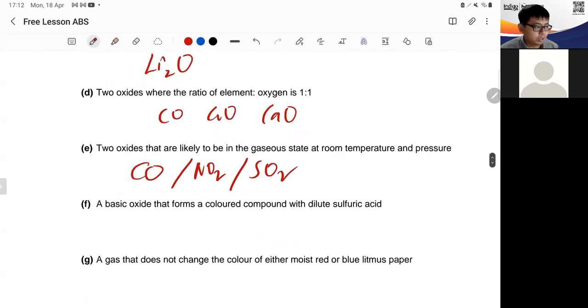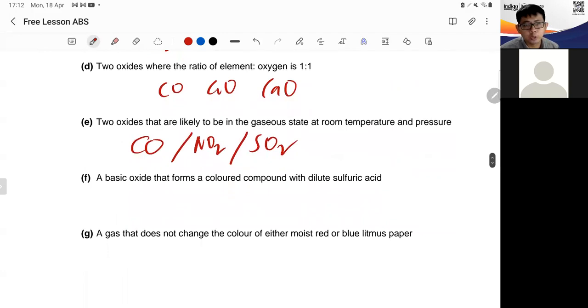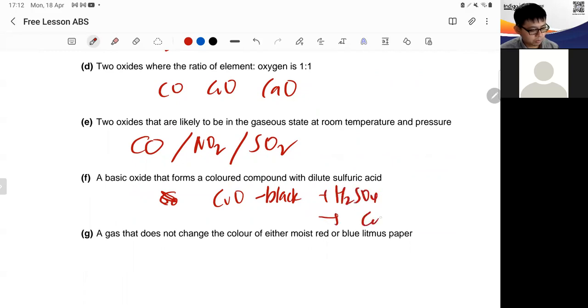Okay, this one may be a bit unfair to you because if you haven't learned much about QA and colors of ions, you might not know that certain things are colored. So never mind, I'm just going to give you the answer. This guy here, oh sorry, this guy is actually a black compound. When you put it in water, it forms copper sulfate, which is blue. So that's what they mean by colored compound. So the answer we're looking at is copper oxide.